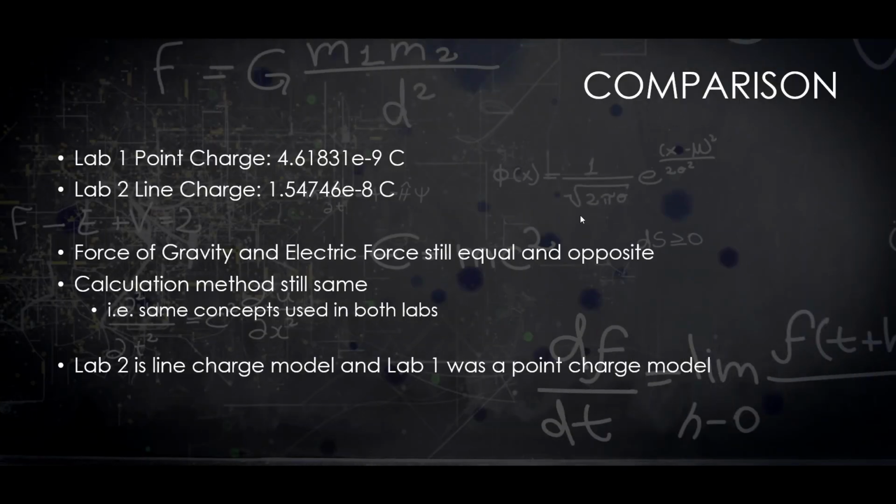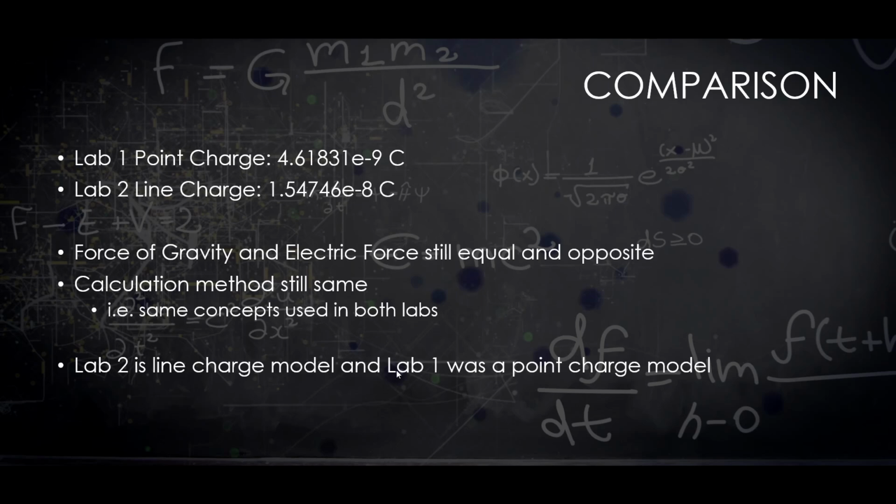Moving onward, for comparison, as you can see, the lab 1 point charge was that. Lab 2, we were using a line charge. We calculated the charge on the tape to be that. And some similarity between the two labs is that force of gravity and electric field are still equal and opposite, and the calculation methods are the same. We use the same concepts and assumptions in both labs. However, lab 2 was a line charge model and lab 1 was a point charge model, as you saw in the GlowScript results.